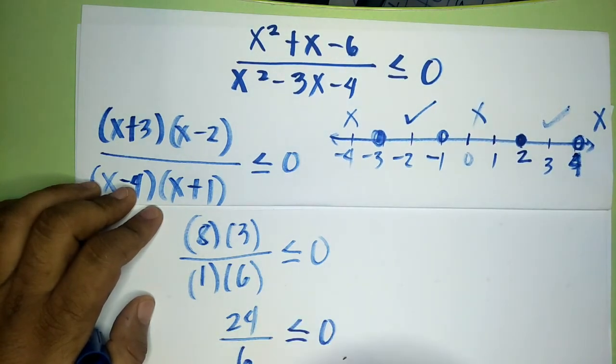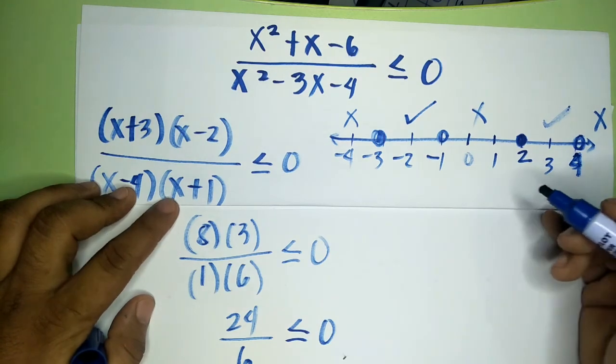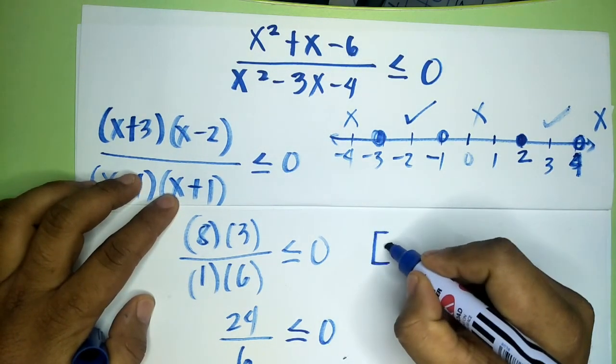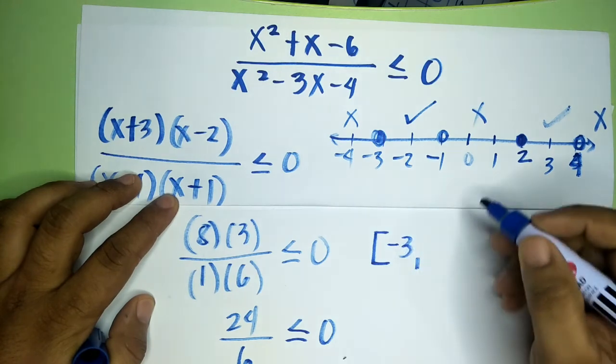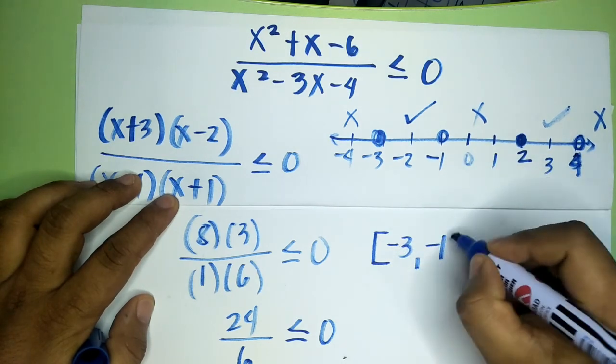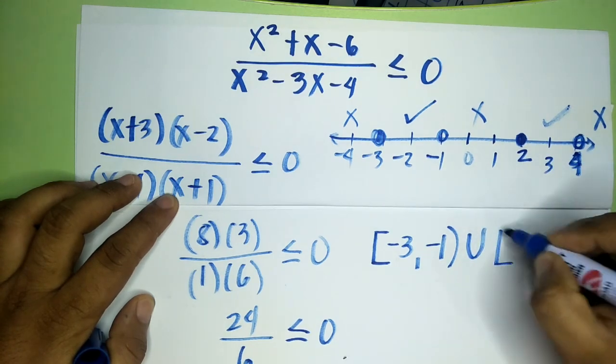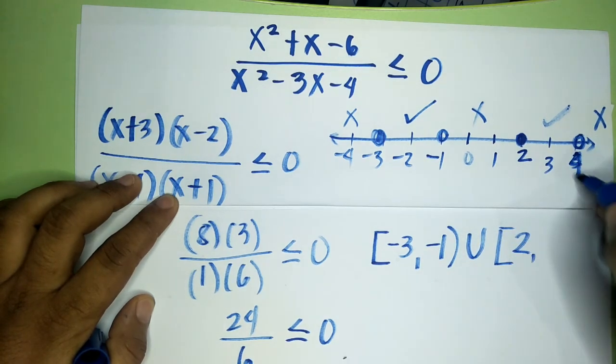So paano natin susulat yon sa ating set notation? So dahil included ang negative 3, that is negative 3 up to negative 1. So hindi kasama ang negative 1. Union, kasama ang 2. Hindi kasama si 4.